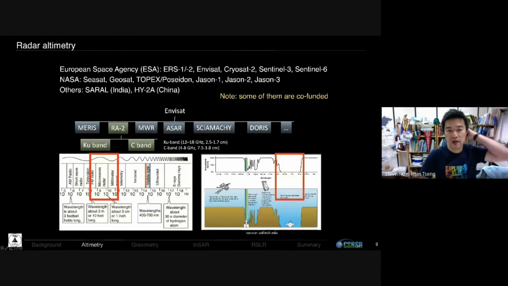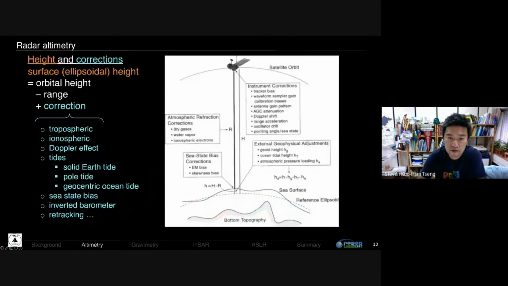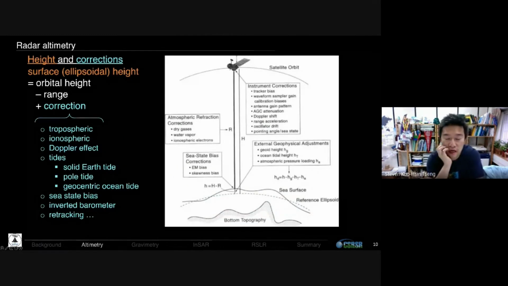So there are some other payloads. For example, MERIS is for ocean color, and MWR is a microwave radiometer. That's used to estimate the water vapor in the troposphere. It's also an important correction term for radar altimetry in the distance. And ENVISAT has ASAR. So if you played around with some old InSAR data, ASAR was on board ENVISAT, along with some other payloads.